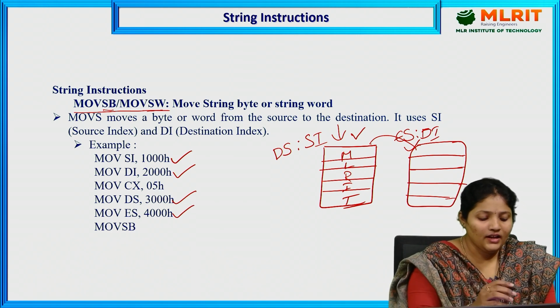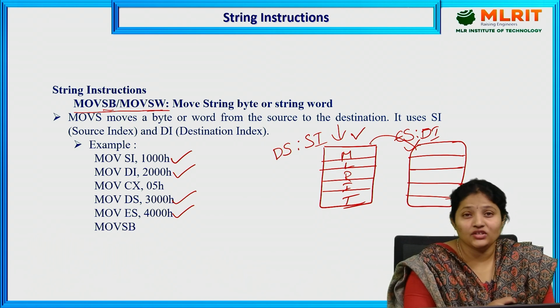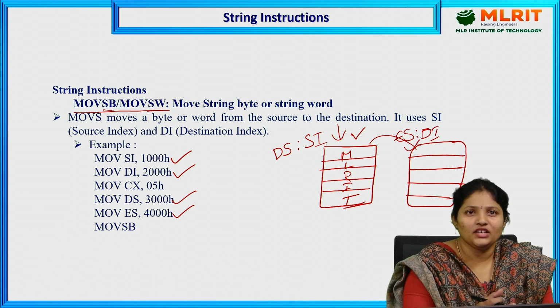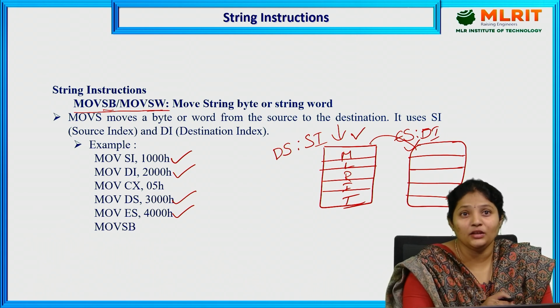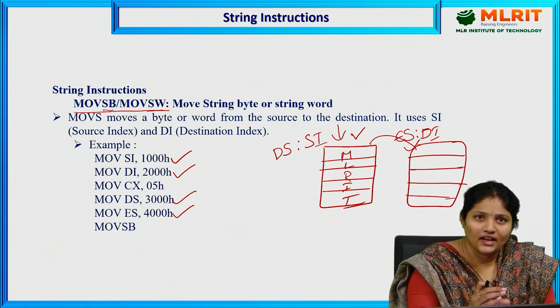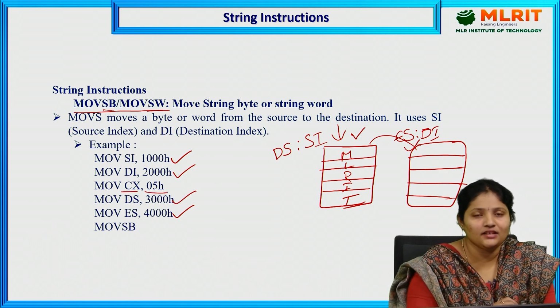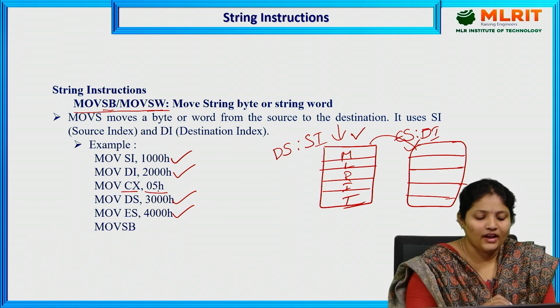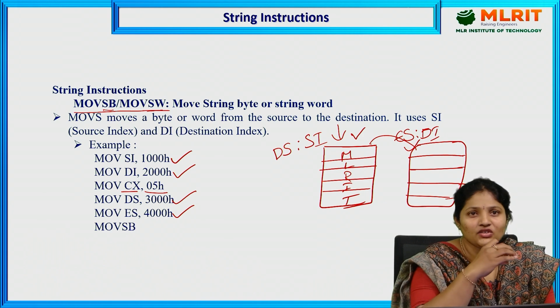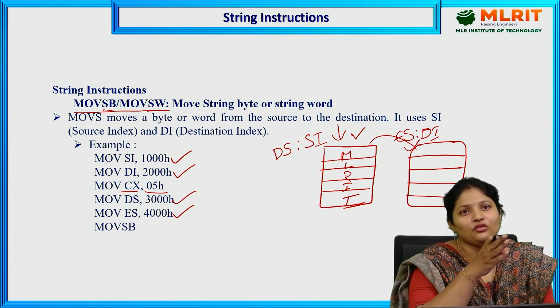Whenever the move string byte or move string word instruction is executed in the 8086 microprocessor, like a loop instruction, it will check how many times the data will be moved. That number of times we need to mention as a count in the CX register. That's why here the CX register is filled with 5. So 5 bytes of strings can be moved to the other location.